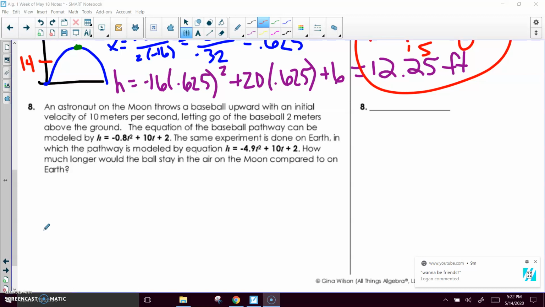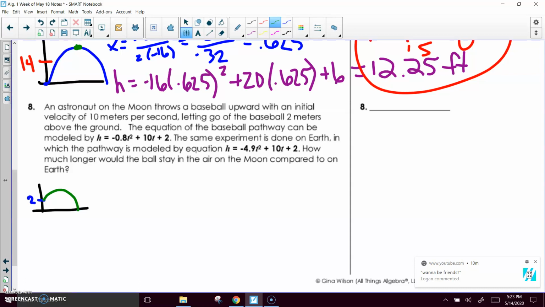Our last problem. An astronaut on the moon throws a baseball upward with an initial velocity of 10 meters per second, letting go of the baseball 2 meters above the ground. So let's think about what that looks like. Letting go at 2 meters above the ground, it's going to start at 2 meters above the ground. And the astronaut throws the baseball upwards. So then the path of it goes up and comes down.